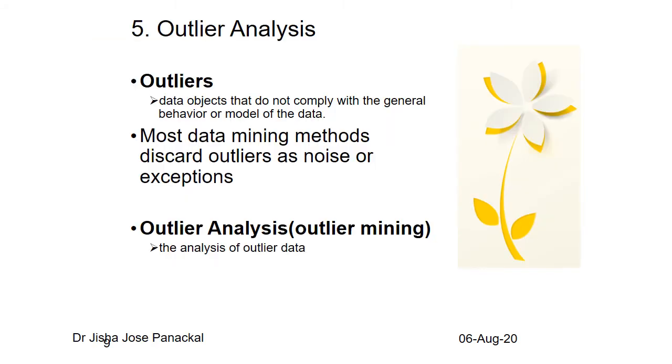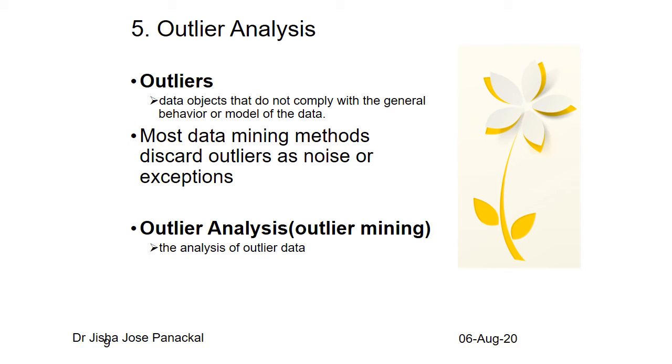Next one is outlier analysis. Outliers, we will see what are outliers. Data objects that do not comply with the general behavior or model of the data. Most data mining methods discard outliers as noise or exceptions. We have seen some outliers in the previous figure, the data points that are coming out of these clusters, that data can be called outliers. So most data mining methods will discard outliers as noise or exceptions. Outlier analysis is the analysis of outlier data.